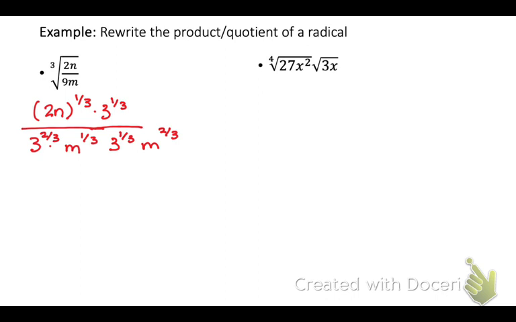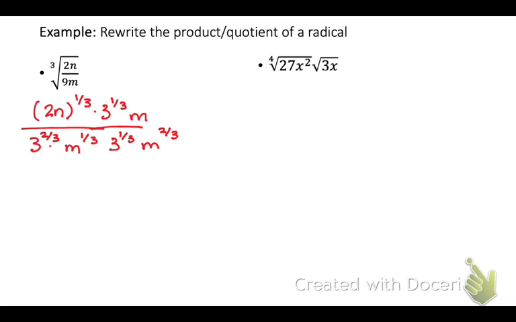Because the 1/3 is on the 2/3. Right, I already had two 3s. I only needed one more to bring it out of the radical, correct? Why did I multiply by m to the 2/3? Because I already had how many m's? 1, and I needed how many more? 2. Okay, so I forgot to put it up here, didn't I?